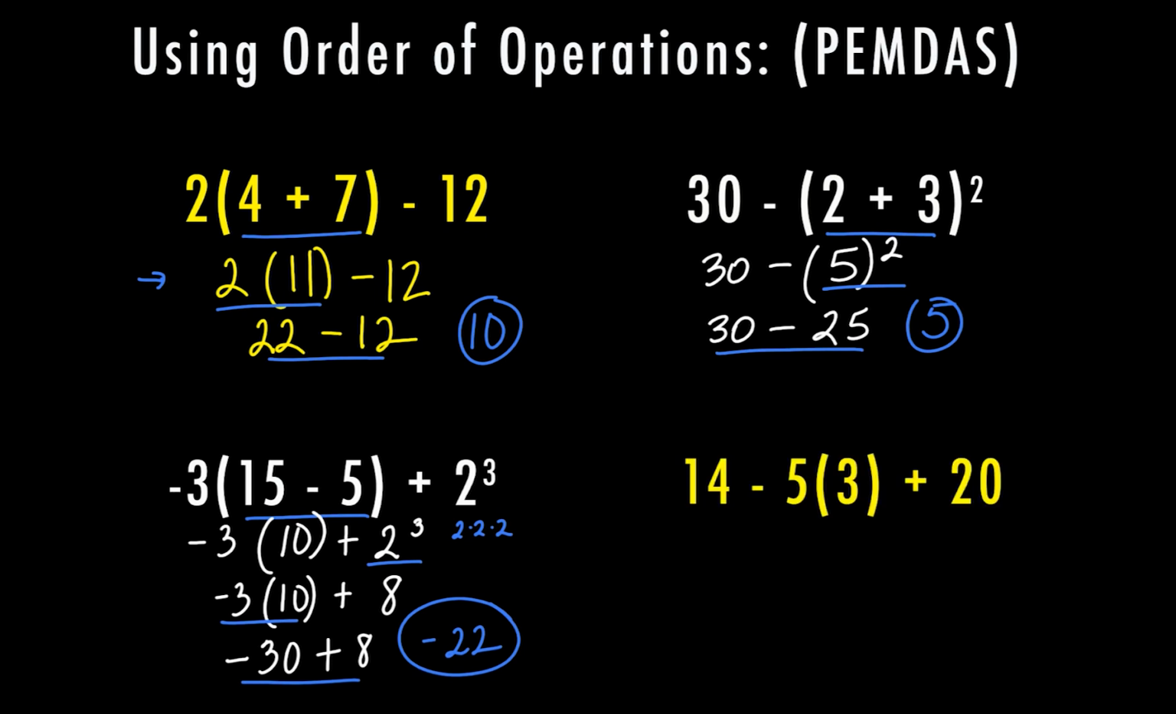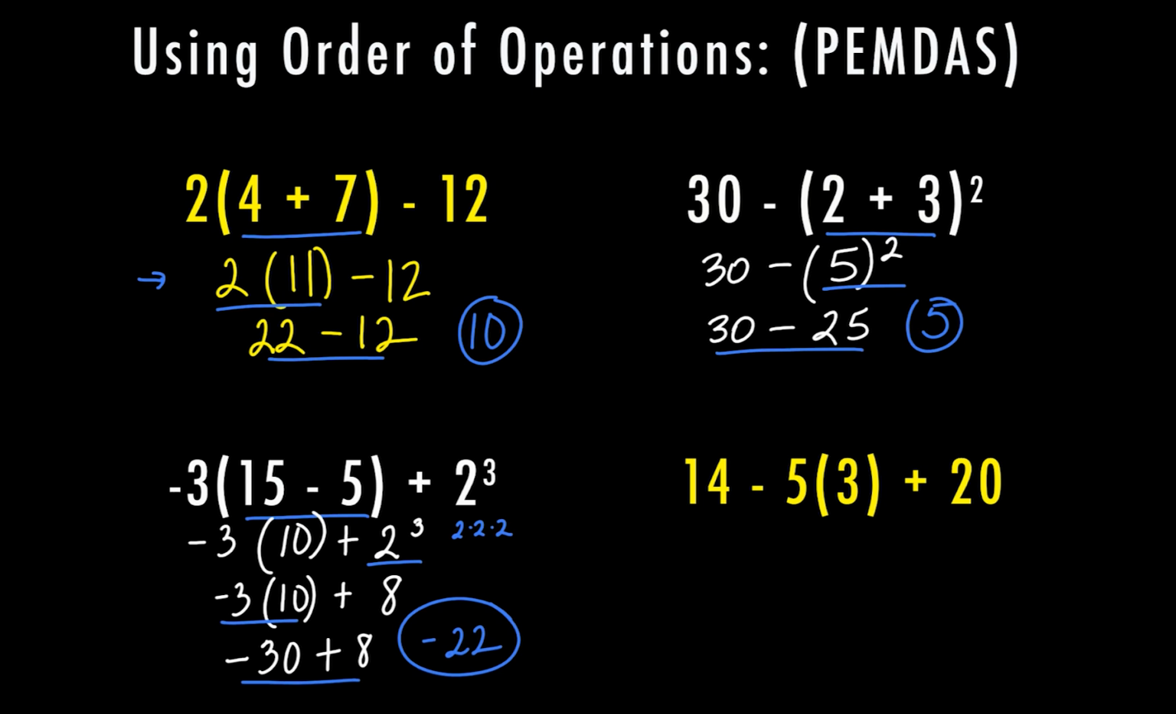Again, I'm going to start left to right. First thing I'm going to look for is parentheses. Now I have parentheses here, but these parentheses don't have anything inside to solve. This actually means I'm multiplying 3 times 5. So I don't have parentheses to solve. I don't have any exponents to solve. So the next thing I'm going to look for is multiply and divide.